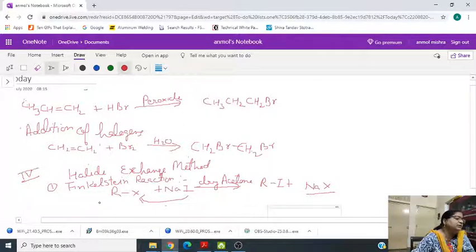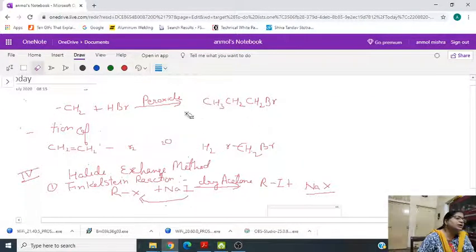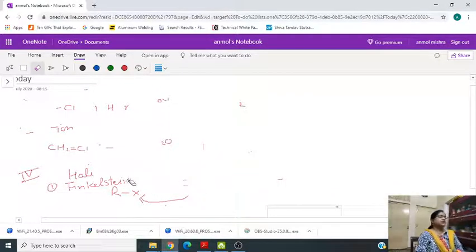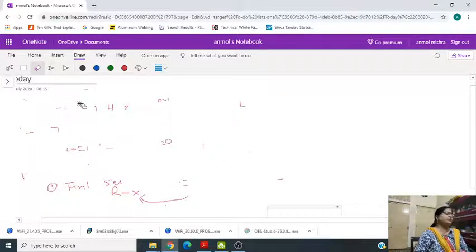Second under it is Swartz reaction. This is the only method for preparation of alkyl fluorides or fluoroalkane. In this method, the alkyl halide reacts with AgF or CoF2 or HgF2, then fluorine atom gets displaced, or fluorine atom displaces the other halogen atoms.